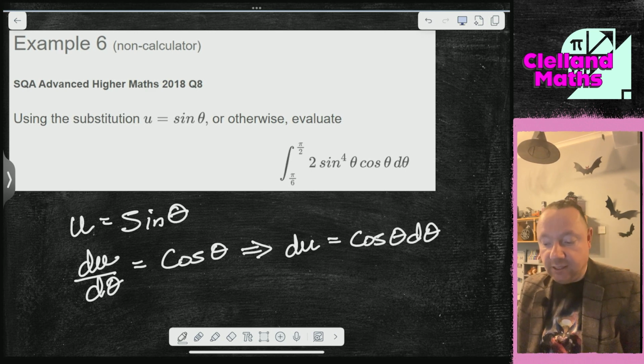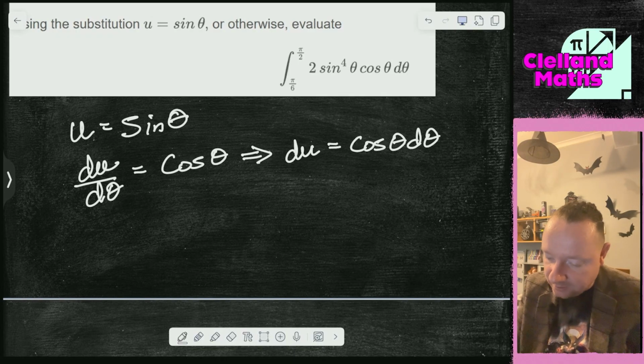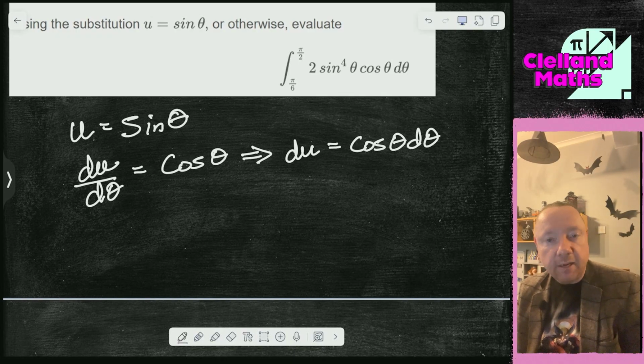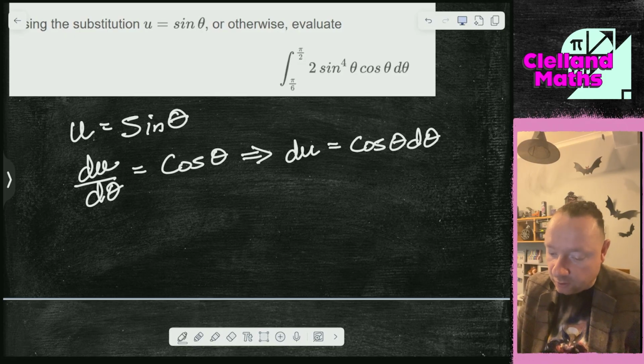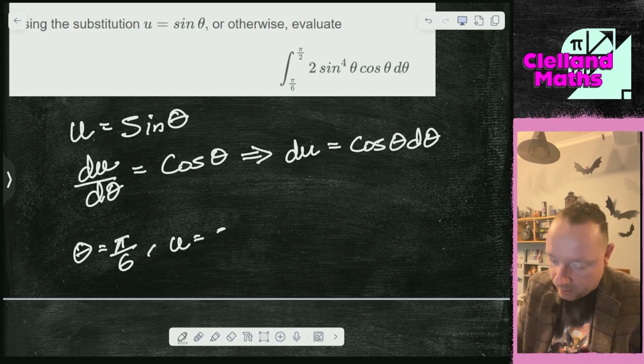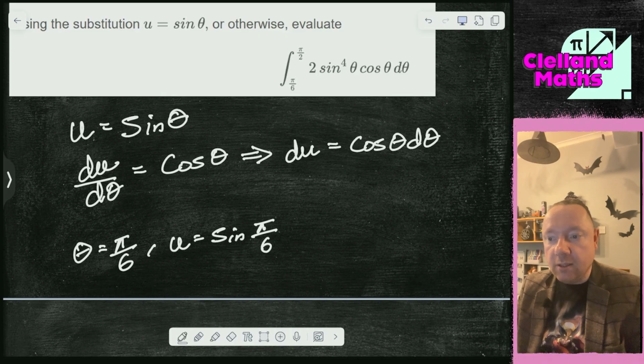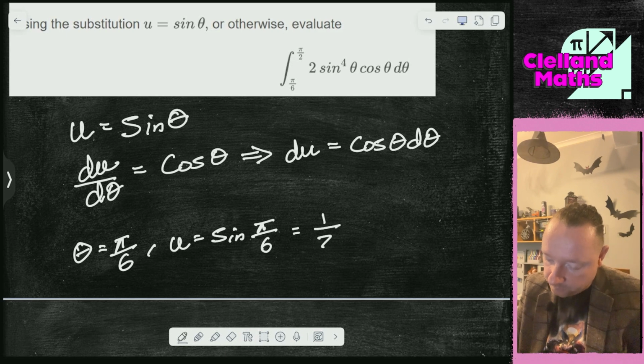So we can sub in and see what we end up with. So we've got our integral. We'll fix the limits first, I think, actually, because we're going to change these limits out. So when you've got limits, fix them. So u is sine theta. So when theta is equal to pi over 6, u is sine pi over 6. Well, that's an exact value. Pi over 6, remember, is 30 degrees. So the 30 degrees gives you a half as an exact value.